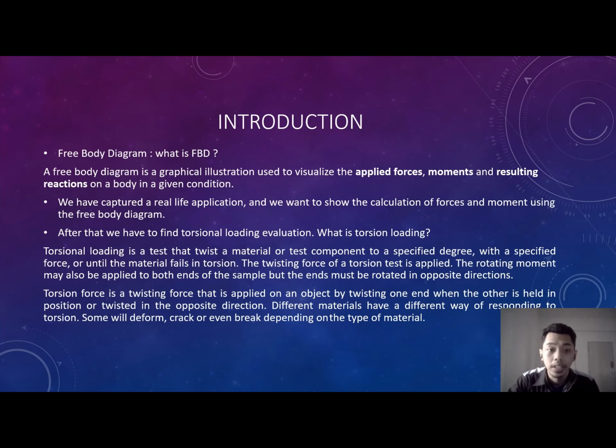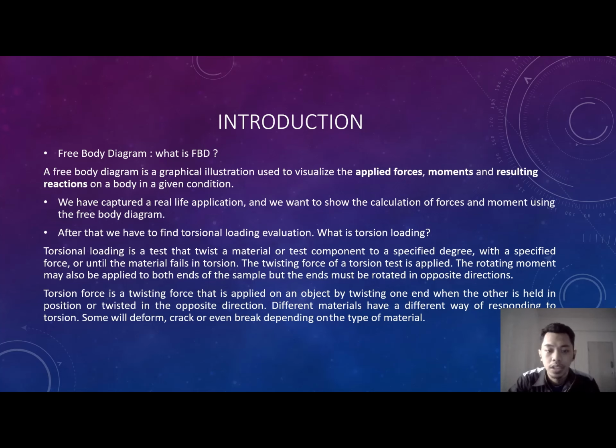So what is a free body diagram? A free body diagram is a graphical illustration used to visualize the applied force, moments and resulting reactions on a body in a given condition. So, we have captured a real-life application and we want to show the calculation of forces and moment using the free body diagram. After that, we have to find the torsional loading evaluation.